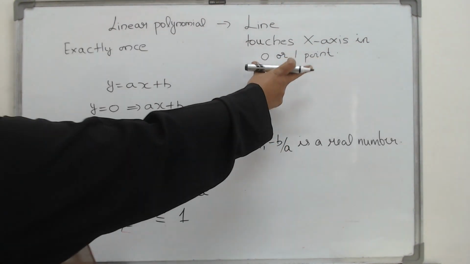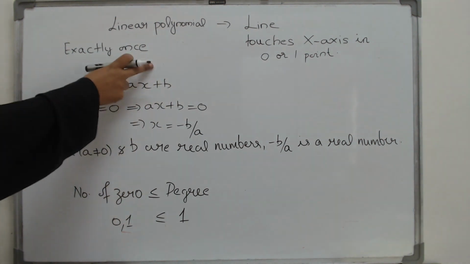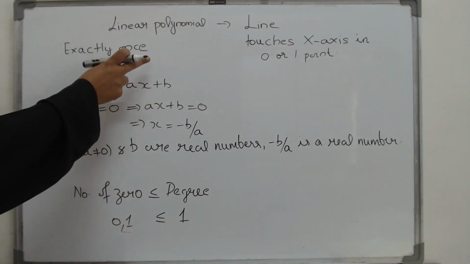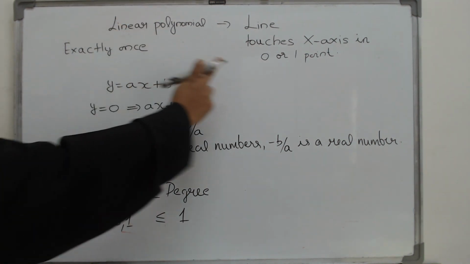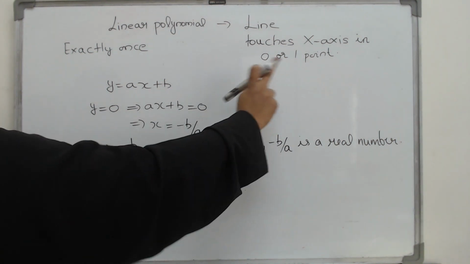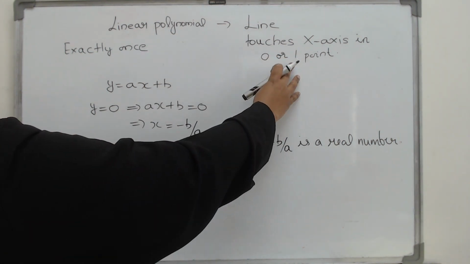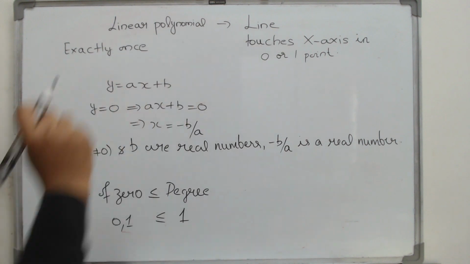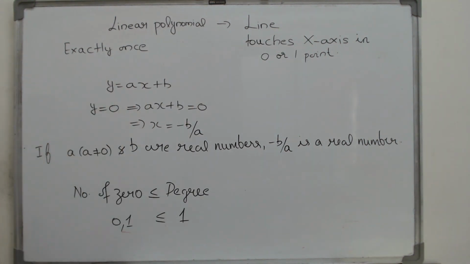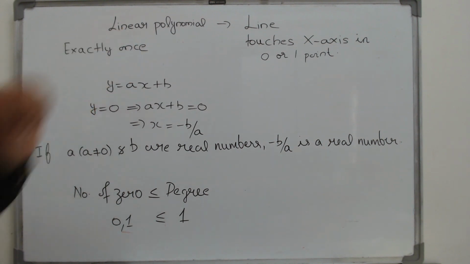Now, from the line, if you come back to the linear polynomial, then you will think that either the linear polynomial has 0 zeros, no zeros at all, or it has exactly 1 zero, right? You will think that there are two options, but sadly you are mistaken. Why is that? Let me explain. Why do you think so?